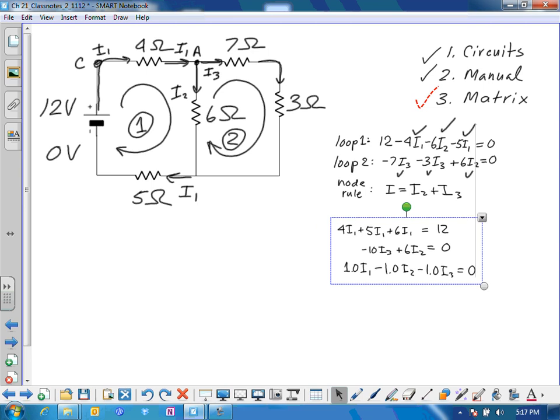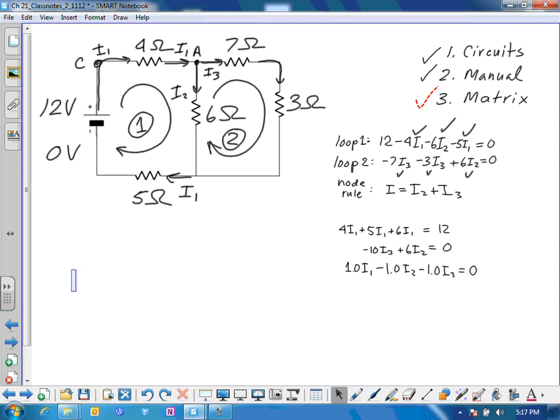Now, this will make it a little bit easier for us to do our final step, which is to put this into matrix form. We're going to define the matrix A. I need my pen.